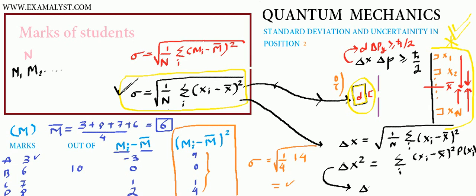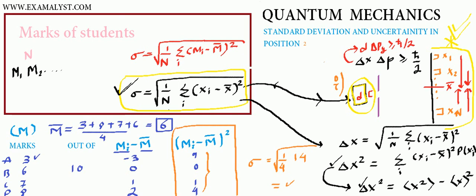Where uncertainty in x square can be written as the expectation value of x square minus the square of the expectation value of x. Quite an interesting result. Now we will derive how we got from here to here. But before deriving that, let me tell you what we did.